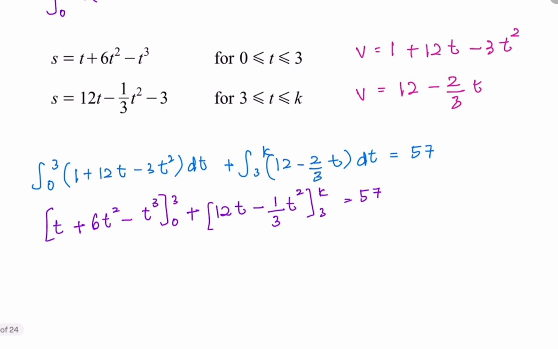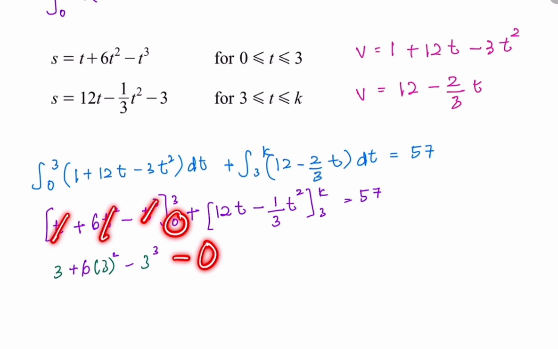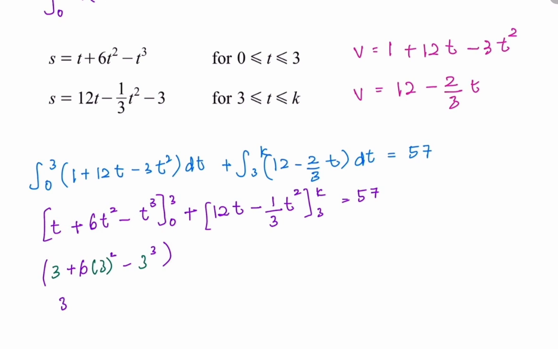Let's put the limit here. 3 plus 6, 3 to the power 2 minus 3 to the power 3. Minus when it's 0, we know if this is 0, it's just going to end up with 0. So let's not write that. 3 plus 54 minus 27.